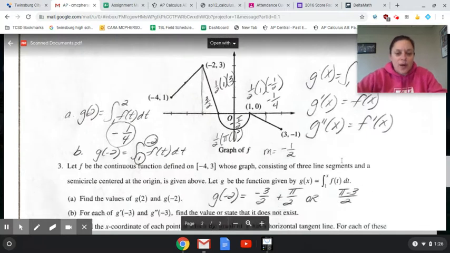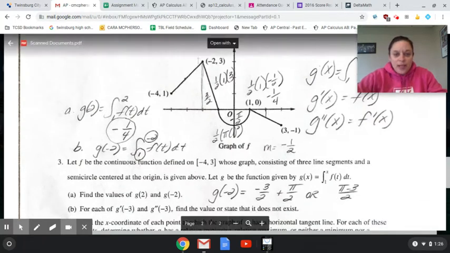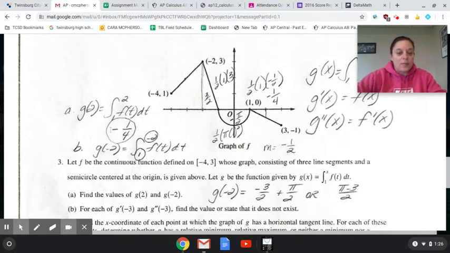So they tell us in the problem that we have the line segments, we have the semicircle, and then they give us this g equation. Part A wanted to know g of 2 and g of negative 2. So g of 2 and g of negative 2 are putting those numbers into the integral boundary. I actually did my work up here for A to make sure I had enough room to do the rest on the bottom. So I'm integrating from 1 to 2 of f, which means I'm looking at this tiny little triangle here from 1 to 2.